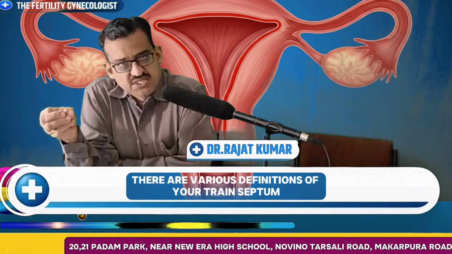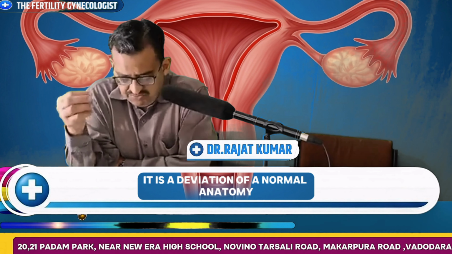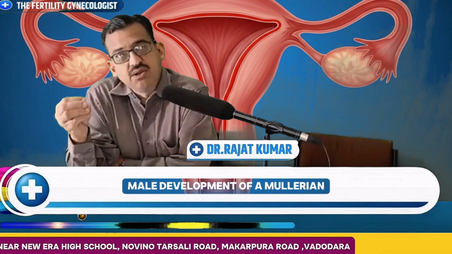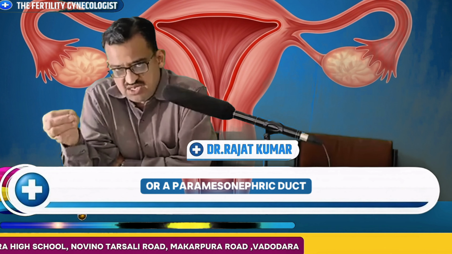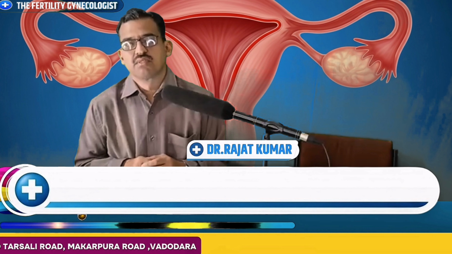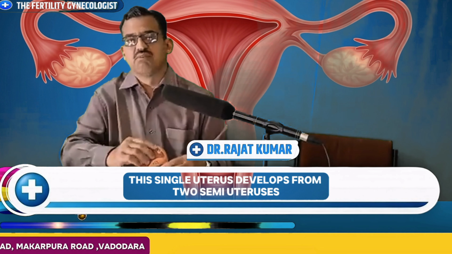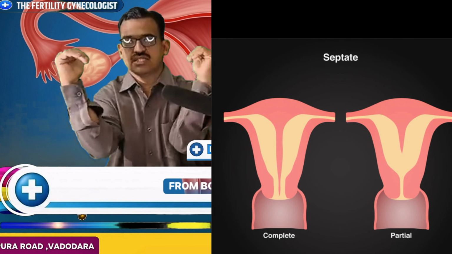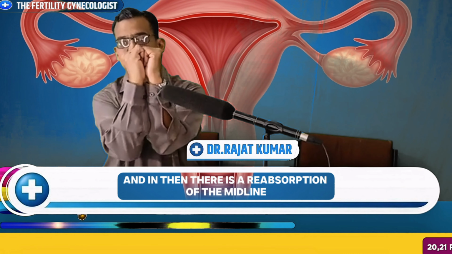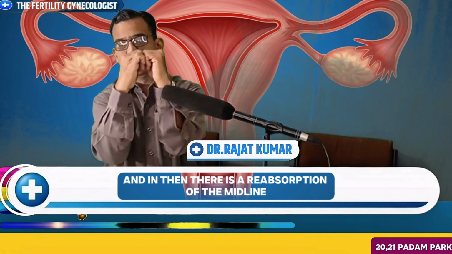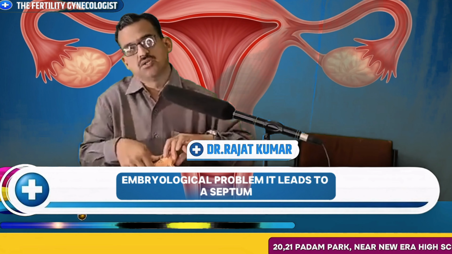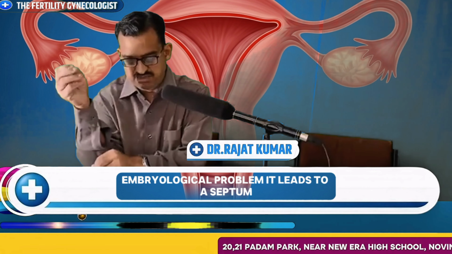There are various definitions of uterine septum. It is a deviation of a normal anatomy which is a result of an embryological maldevelopment of a Mullerian or paramesonephric duct. Yes, it is a bit technical, but basically this single uterus develops from two semi-uteruses from both the sides. They come together in the midline, join, and then there is a reabsorption of the midline, and then it becomes a complete uterine cavity. So whenever there is any embryological problem, it leads to a septum.